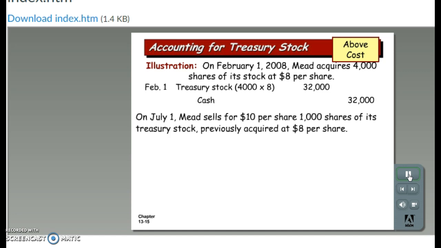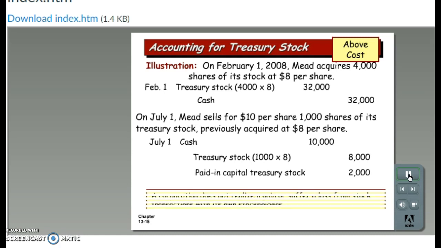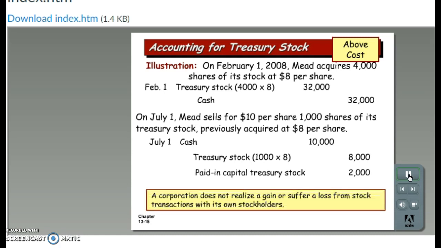On July 1, 1,000 shares of the treasury stock are sold for $10 per share. The journal entry on July 1 is an increase or debit to cash for $10,000. Because treasury shares have been sold, there is a decrease in treasury stock. To reduce treasury stock, the account is credited for the amount of the cost, 1,000 shares times the $8 cost per share. The amount over the cost is recorded as an increase or credit to paid-in capital from treasury stock. A gain or loss, an income statement account, is not recorded on treasury stock transactions.